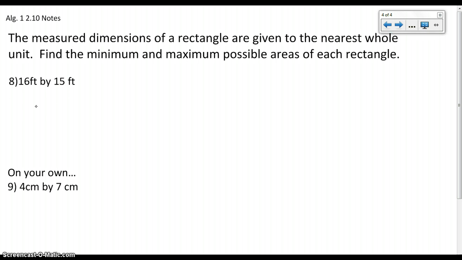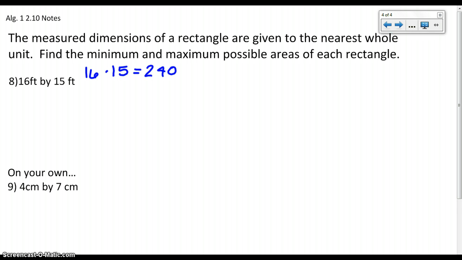So for the last two, the measured dimensions of a rectangle are given to the nearest whole unit. Find the maximum and minimum possible areas of each rectangle. So the first thing you guys need to know is how we find regular area. For number 8, to find the area of a 16 by 15 foot rectangle, we need to do 16 times 15, which is 240. So the rounded area that we will get is 240.